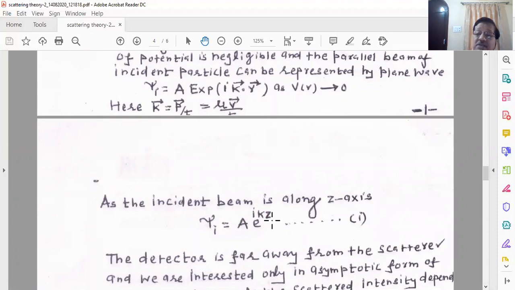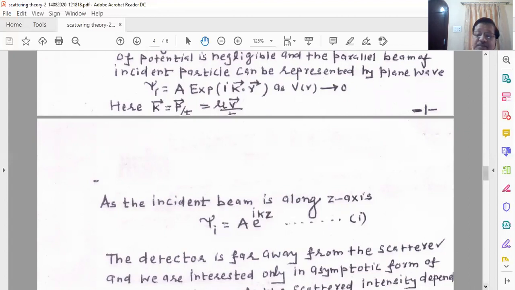Your target, your scatterer, is kept on the z axis at the origin. So this is the incident plane wave. Before the scattering, this is one quantum state, represented by e to the power of ikz. So this is psi I equal to A e to the power of ikz.